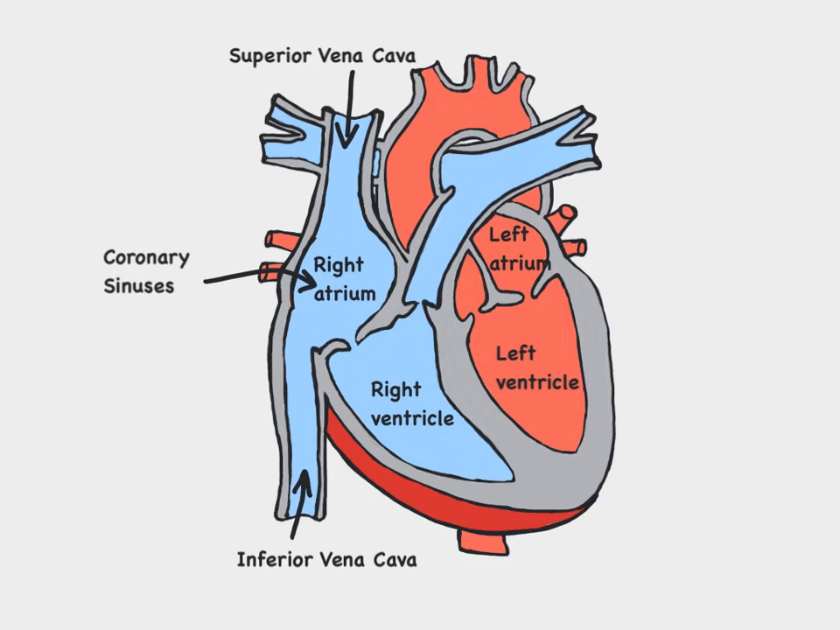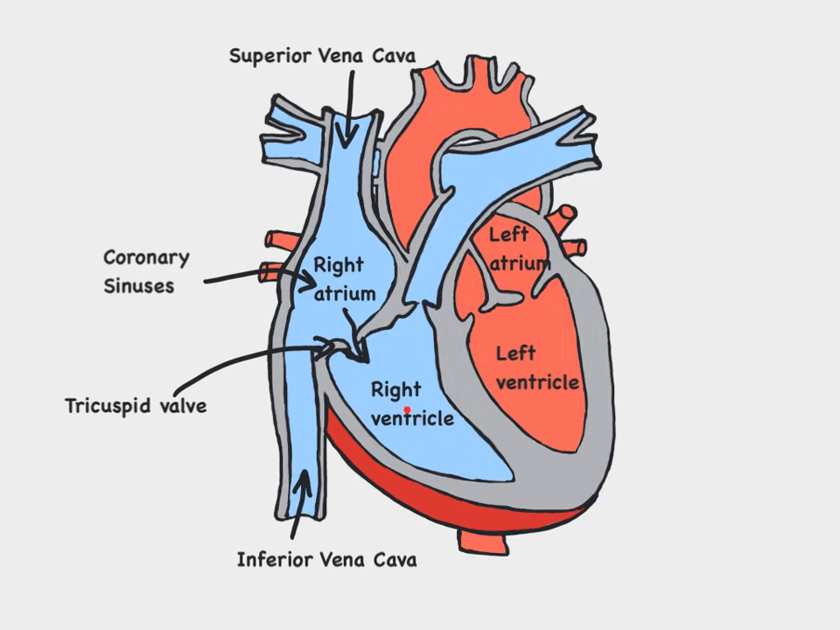atrium. From the right atrium, the blood is going to move through this valve right here. And this valve is referred to as the tricuspid valve. So blood flows through from the right atrium through this tricuspid valve and into the right ventricle.